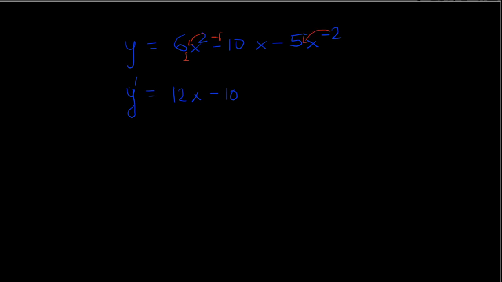Bring down the negative 2, subtract 1 in the exponent. 5 times negative 2 is negative 10. Well, really it should be negative 5 times negative 2, which is positive 10. And then negative 2 minus 1 is negative 3. So the derivative is 12x minus 10 plus 10x to the negative third.